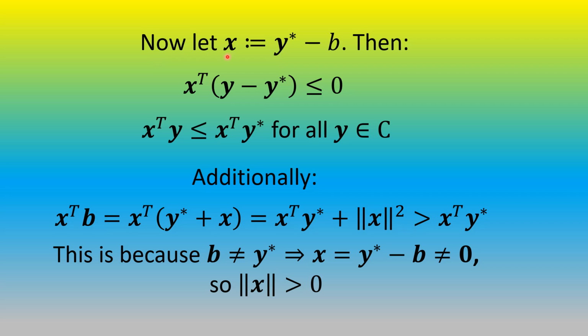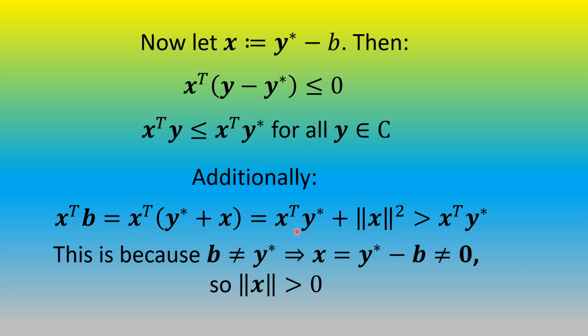So now let x be defined as y star minus b. Then x transpose times y minus y star is less than or equal to 0, and this condition is also true for all y in C. Additionally, x transpose b is equal to x transpose times y star plus x. That comes from rearranging this equation, is equal to x transpose y star plus the norm of x squared, because we distributed the x transpose to each of these terms. And that's greater than x transpose y star.